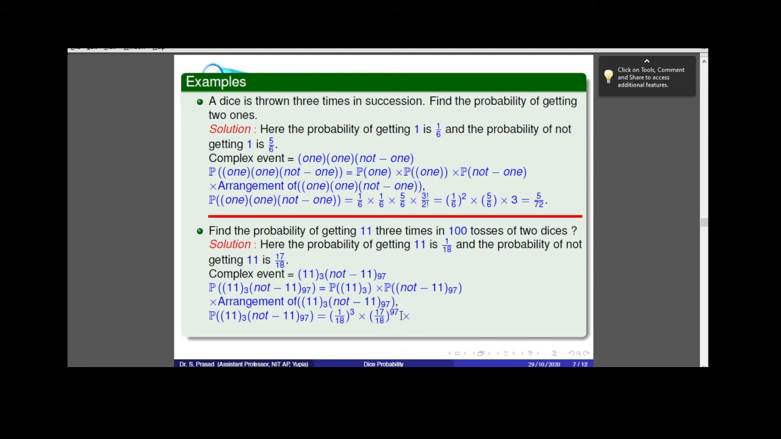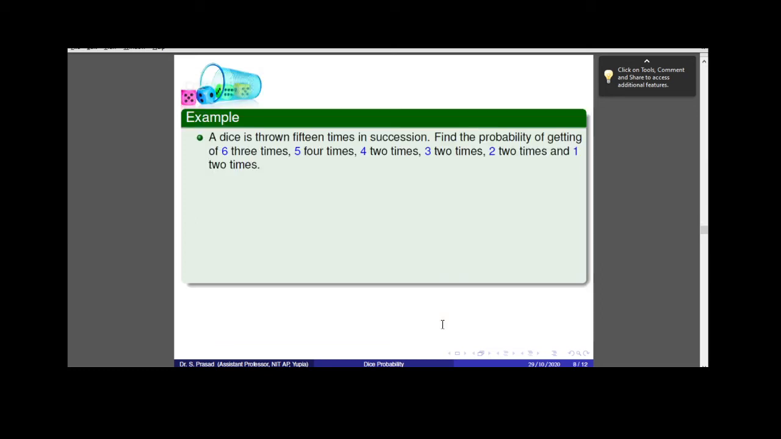And now we write the arrangement: how to arrange 11 occurring 3 times and not 11 occurring 97 times. Then the total number of words is 100 factorial divided by 3 factorial and 97 factorial. These portions are coming from the permutations part. So this is the answer for this question. And now we move to the next example.